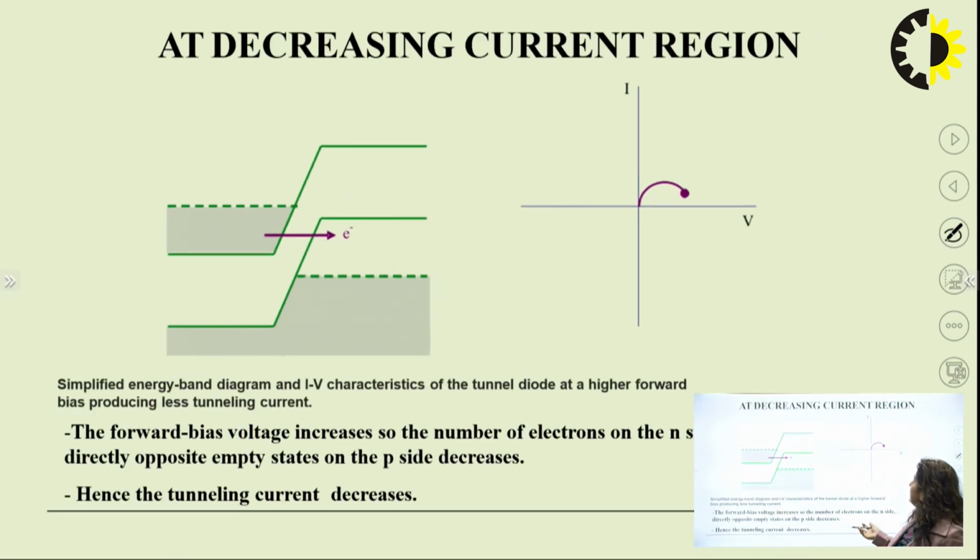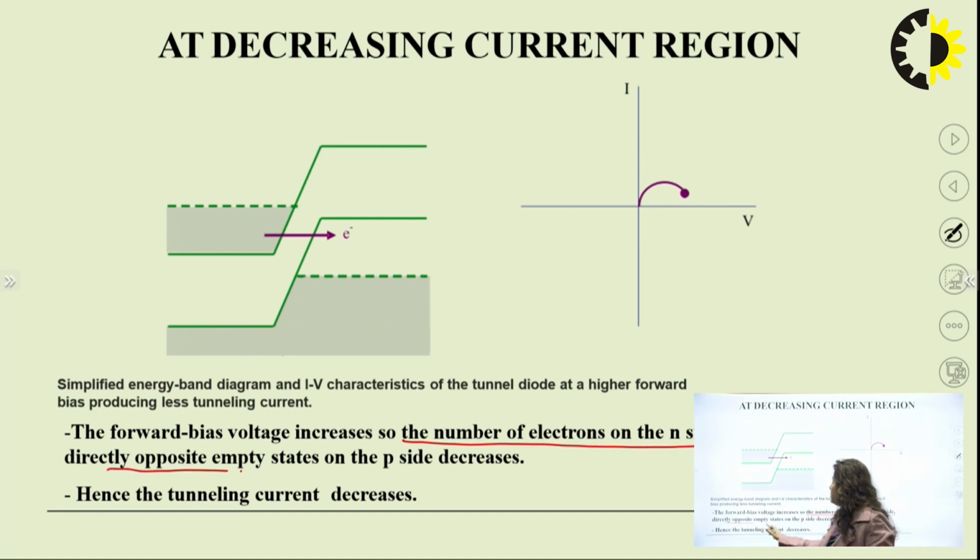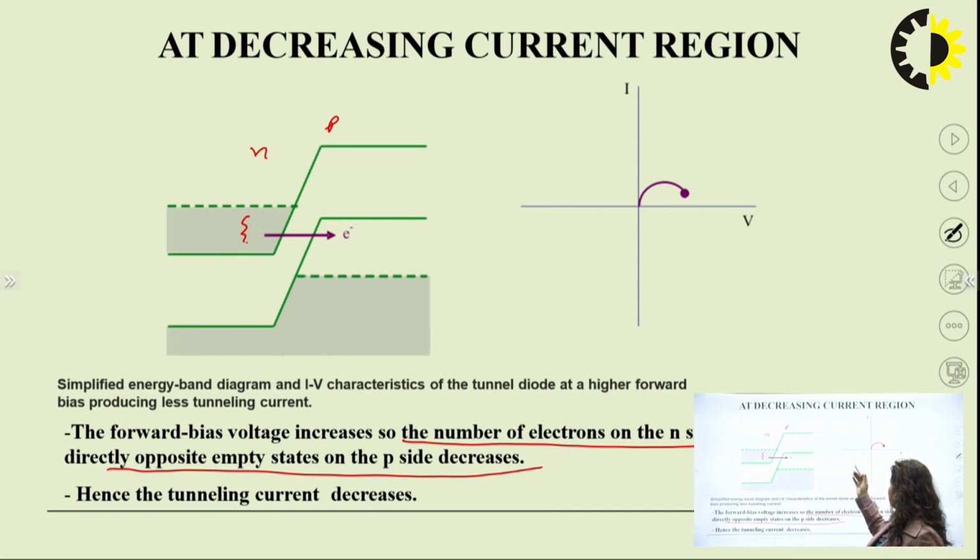So at decreasing current region, less number of electrons will flow. As the forward bias voltage increases, the number of electrons on the N side directly opposite states on the P side decreases. As they flow towards the P side, because this is N, this is P, electrons will flow towards the P side, and there will be a lesser number of electrons left here. And that's why in the decreasing current there will be a curve that after some time the current will decrease when you increase the voltage, which is shown with this curve. So hence the tunneling current decreases in this case.